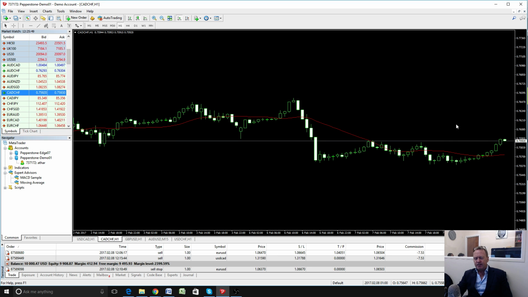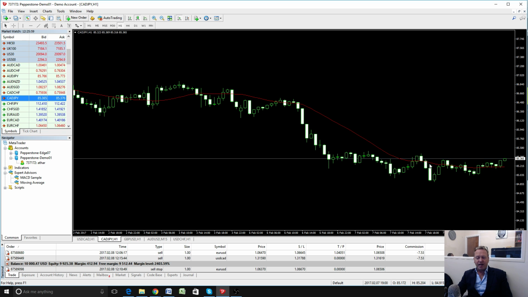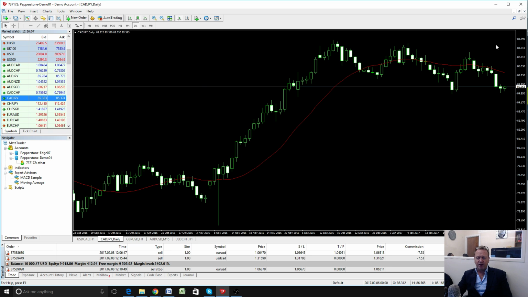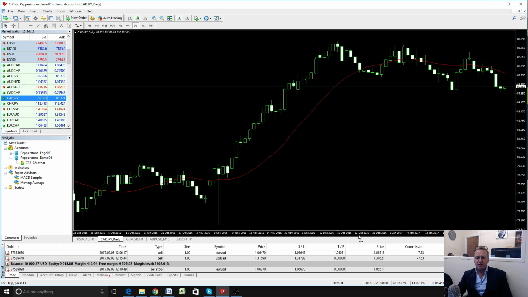Okay, so again, CAD Swiss, it's sort of ranging, it's not doing anything for me there. I like to see some commitment. Again, CAD Yen, let's have a quick look at the daily chart and see what's happening there. Okay, well, it's nice and high, so generally up here, possible sell here, because we've got a lot of room to make some profit to a previous low.